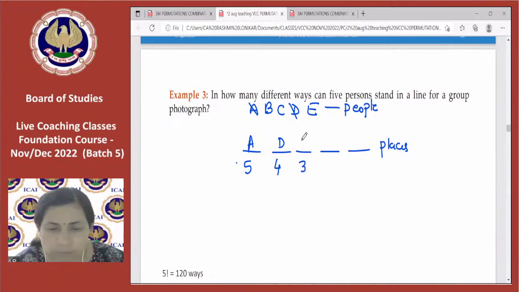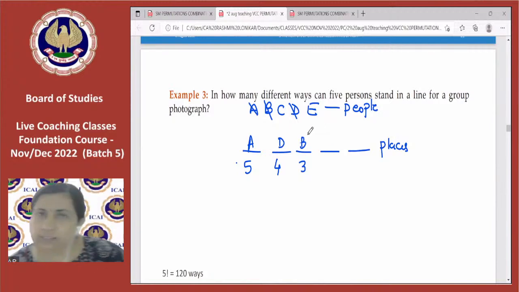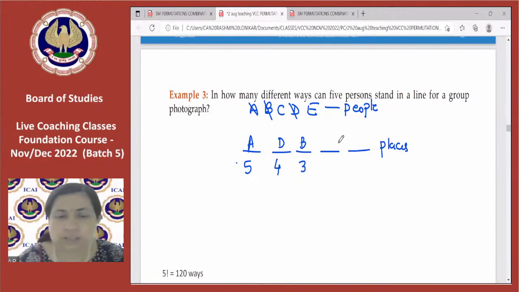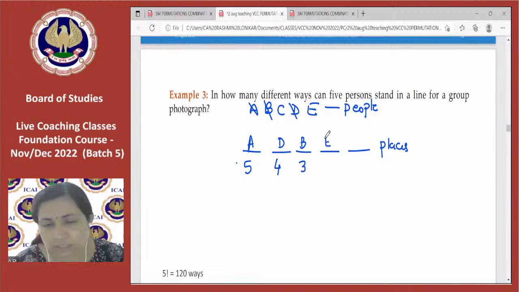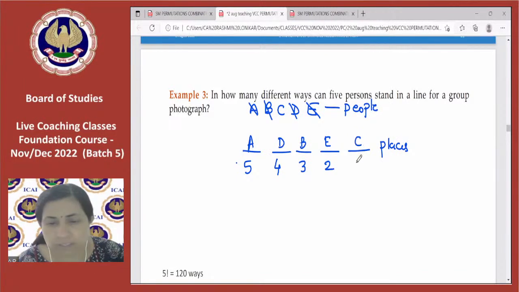So suppose B is standing over here. So B also goes. So in the 4th position, how many people are remaining? C and E. So either C or E can stand over here. Let me say that E stands here. So I have an option of 2 people who can stand over here. Now once E also goes, does C have a choice? No. C has to occupy the last place. So 1 person.